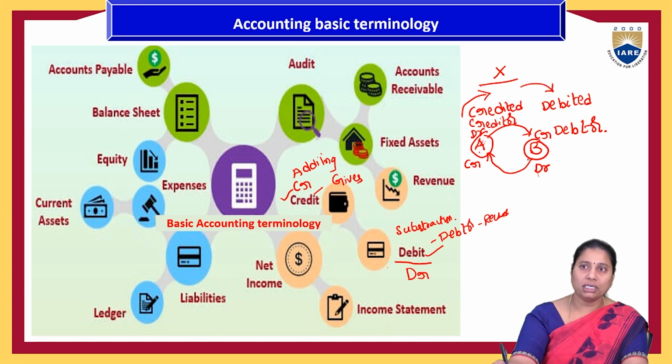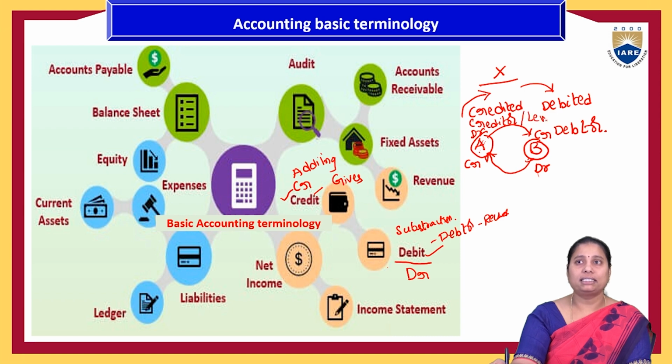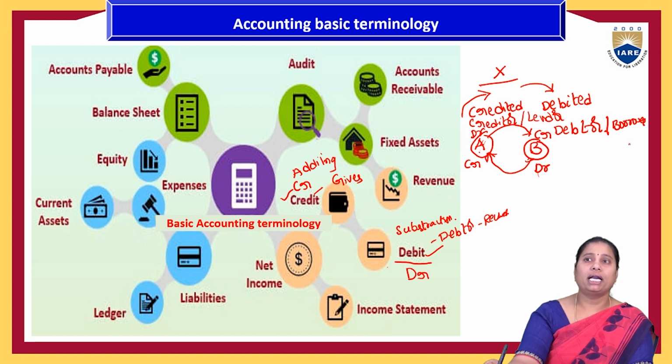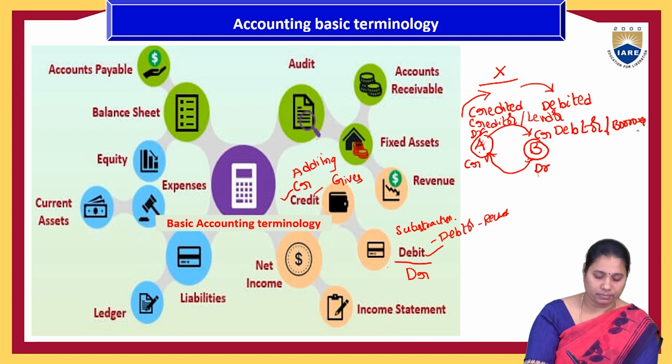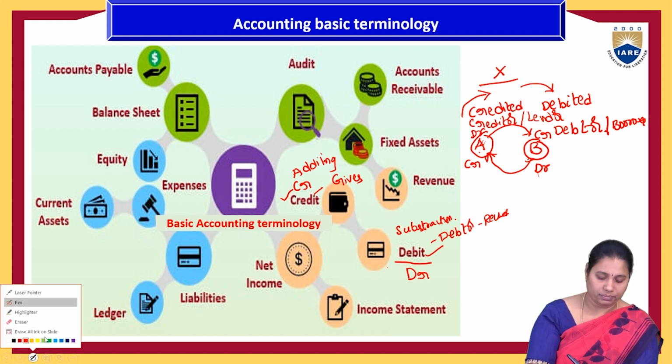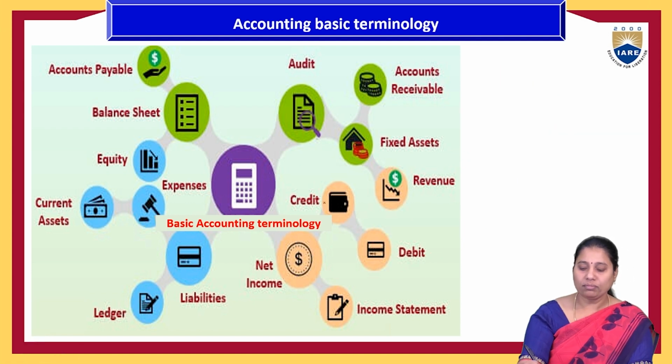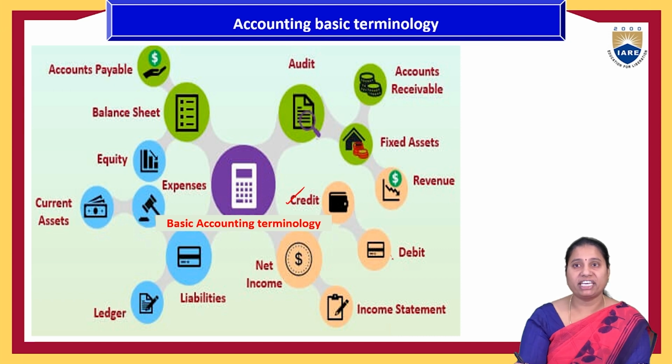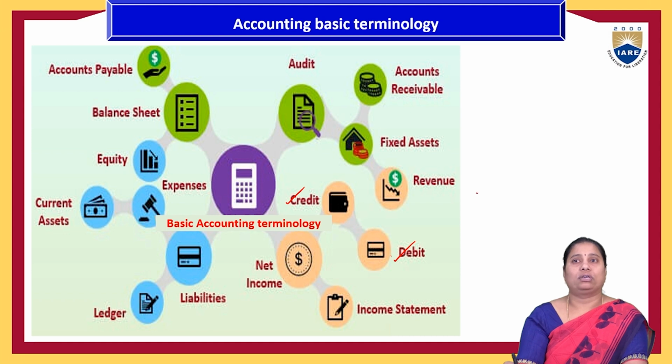He has borrowed those funds and now he is repaying to this lender A. So creditor can be called the lender, and debtor can also be called the borrower. Lender and borrower. So we came to know the meaning of credit, debit, creditor and debtor.